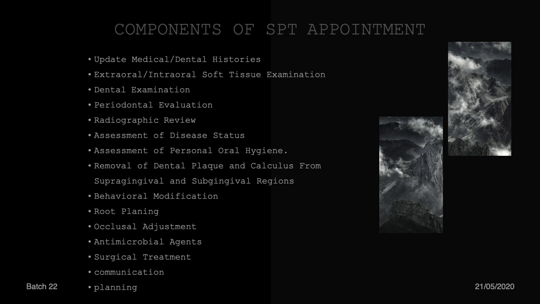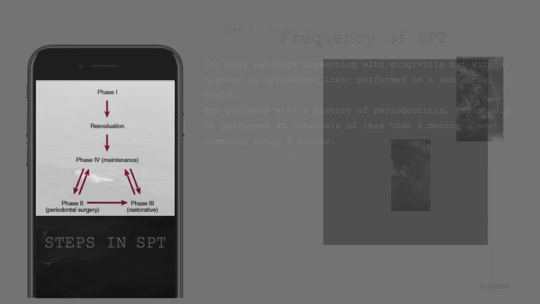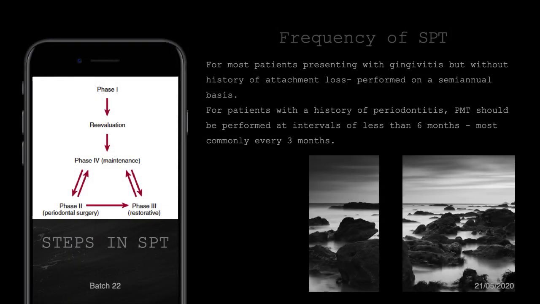education and rescheduling of appointments for the next visit, and scheduling appointments for further management of the patient. That is the components of supportive periodontal therapy. So it basically comprises an update of the history, the examination, some treatment, and scheduling of the appointment after the treatment. So what is the frequency of supportive periodontal therapy?